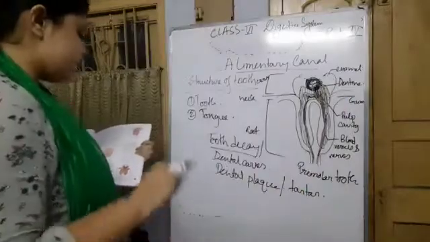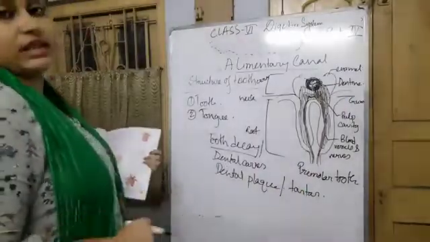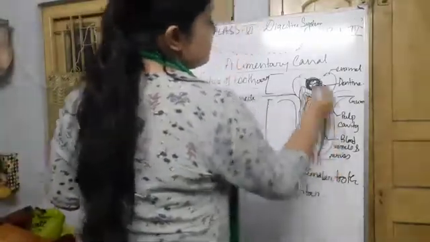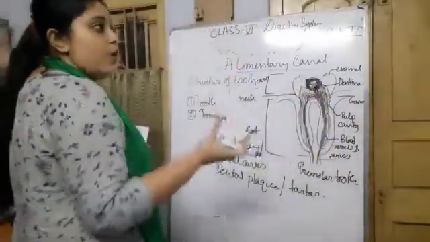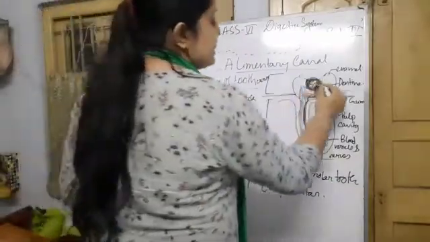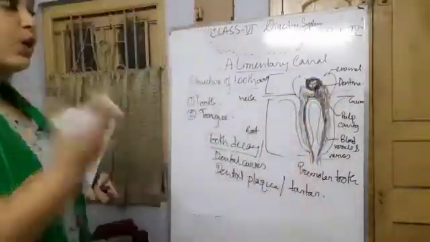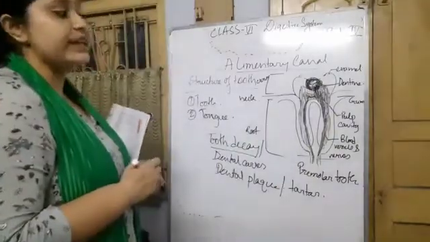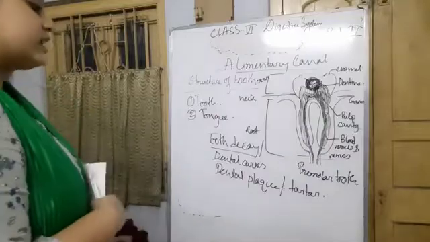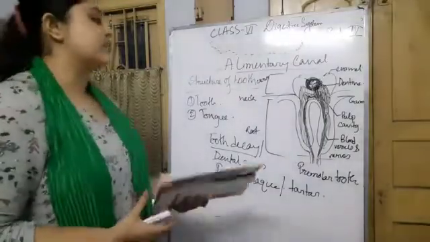Decay destroys the fibers which hold the teeth with the bone. Here is the bone part by which the teeth are held. If it gets destroyed, then the bone can't hold the teeth and then the decay will form. So this is tooth decay, or dental caries in common terms.